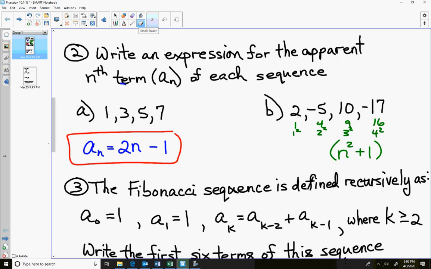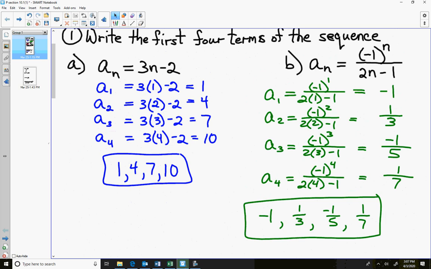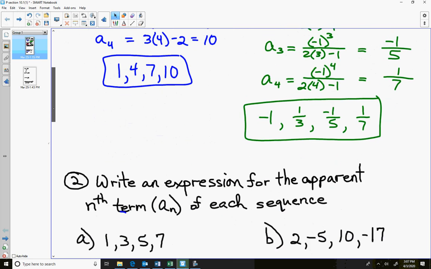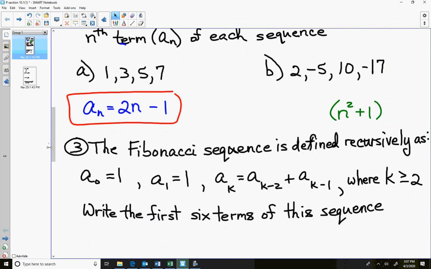But what about the signs? Because it's not a 5, it's a negative 5. Well, anytime you have positives and negatives taking turns, come back up here, and it's going to be just like what we did right here. Negative 1 raised to a power, because when it's an odd power, it's going to be odd, even power, even. So I have negative 1 to the n.